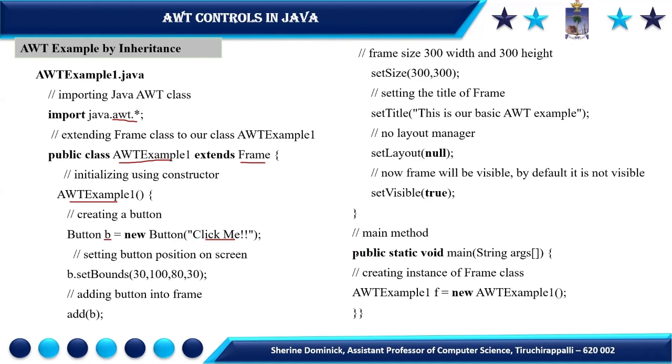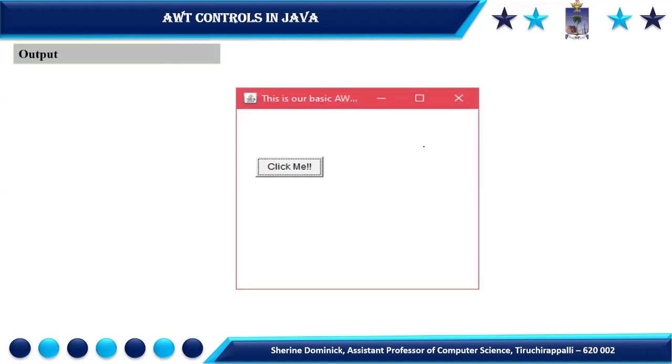Now using public static void main, that is the main class, I'm going to create an object for my class AWT. Once I create this object, automatically the constructor gets called and all these components inside the constructor get called. This is what we will be getting as the output. This is the title that we have given, the button that we have created, and the positions that we have set. The message that we gave on the screen was click me. So that is the text on the button.